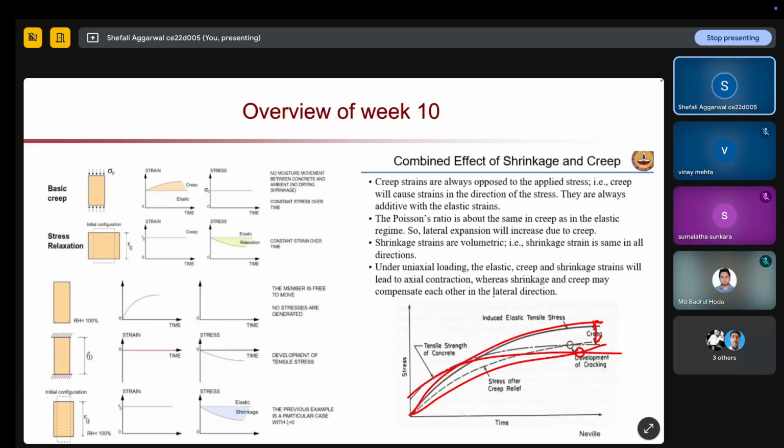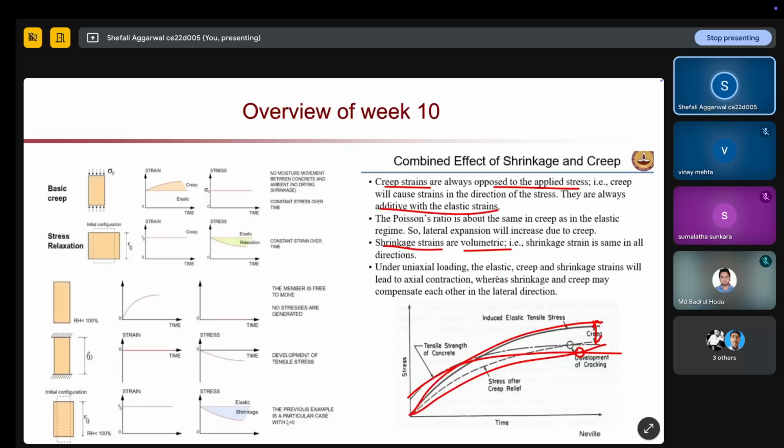So in the direction of elastic strain only, your creep will take place. The Poisson ratio is about the same in creep as in the elastic regime, so lateral expansion will increase due to creep. Shrinkage strains are volumetric. So if we talk about creep strains, they are always opposite to the applied stress, and they will always be called additive to the elastic strains. And your shrinkage strains are mostly volumetric in nature, that is, the same in all directions.